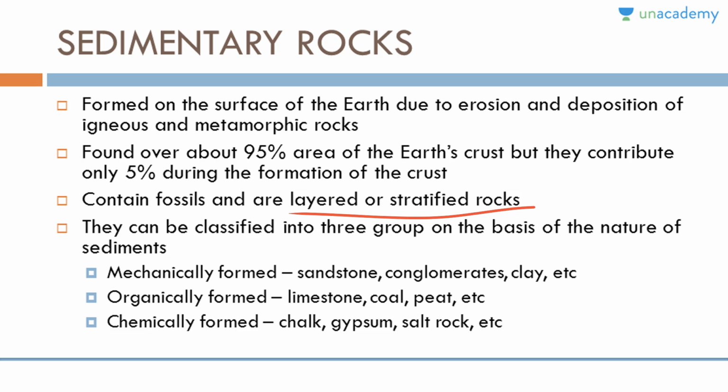The sedimentary rocks can be classified into three groups on the basis of the nature of sediments. That is, first is mechanically formed sedimentary rocks, which include sandstone, conglomerates, clay, etc. Then we have organically formed sedimentary rocks, which include limestone, coal, peat, etc. And the third one are the chemically formed sedimentary rocks, which include chalk, gypsum, rock salt, etc.